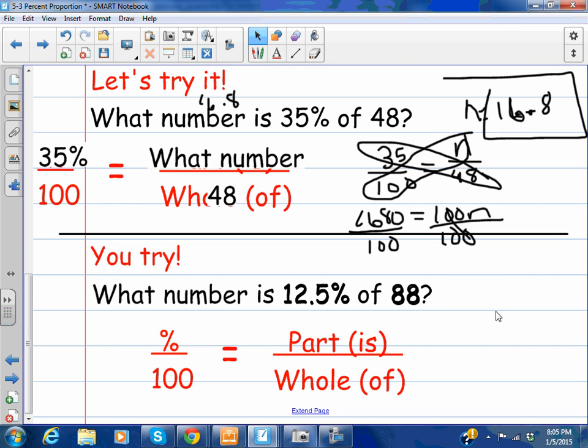You can give this one a try. Finding 12.5% of 88. I'm going to fill them in, and then you can try to do the cross products. What number is? So we're looking for what is. We don't know the is. We do know 12.5% of 88. Okay, so use those cross products to solve.